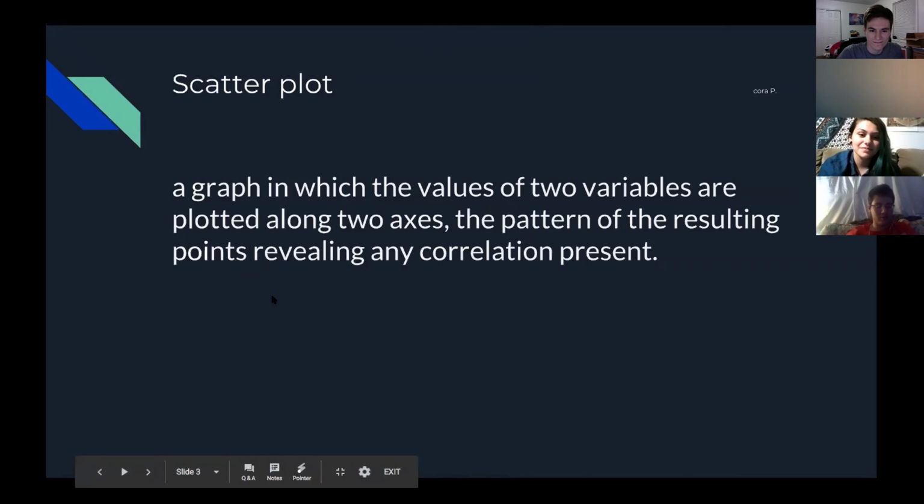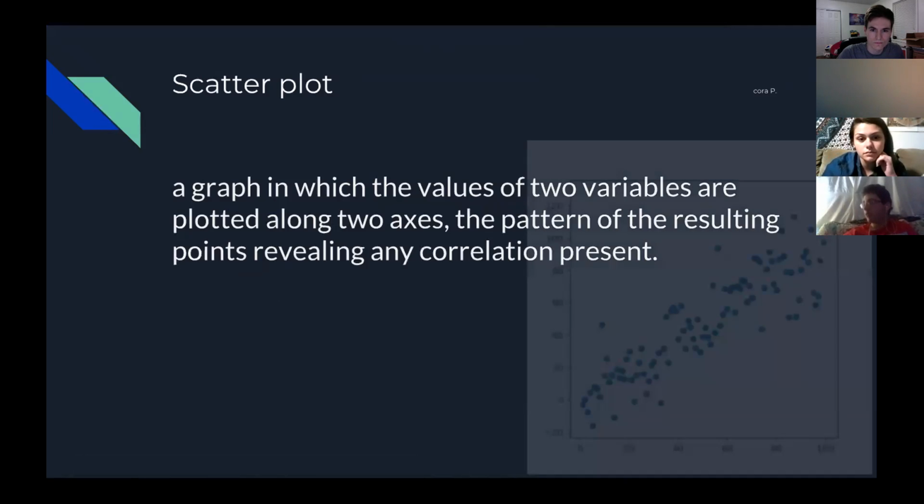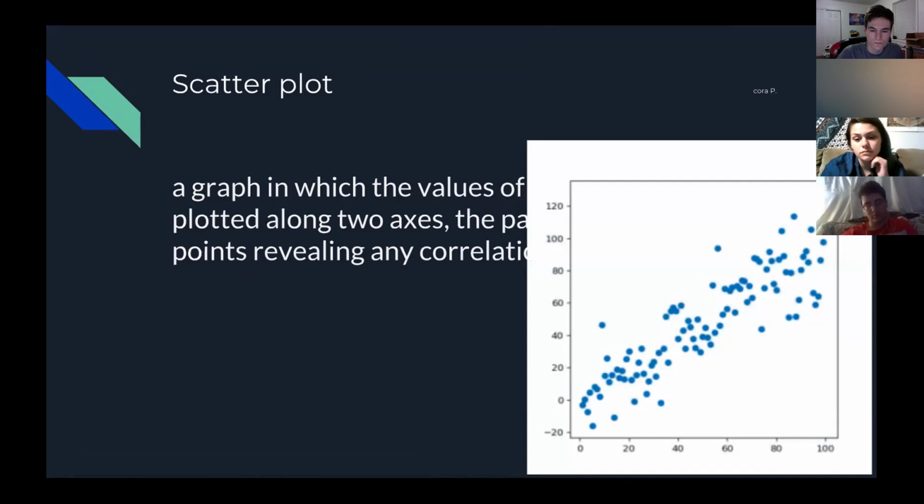Scatter plot. A scatter plot is a graph in which values of two variables are plotted along two axes, the pattern of resulting points revealing any correlation present. Here is an example of a scatter plot showing a positive correlation.